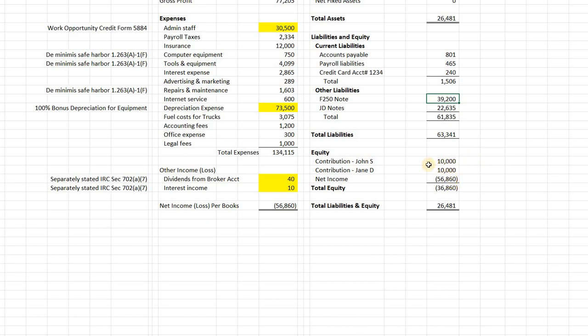And then in the equity section, we have capital contributions for John and Jane. Remember, they put in $10,000 each. And then there is the current year book loss of $56,860. Now you notice all of that really is being driven by the depreciation, right? Depreciation write-off for the year, bonus, is $73,500. So that on paper wipes out all their profits for the period.